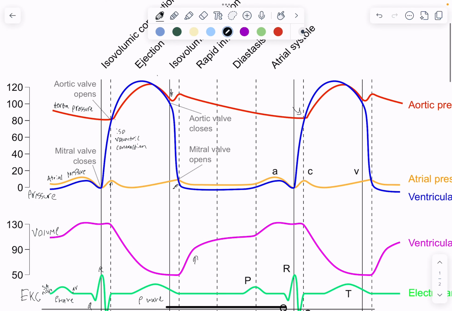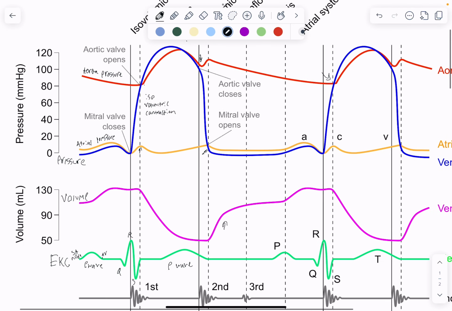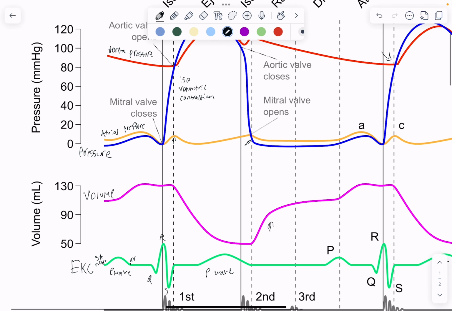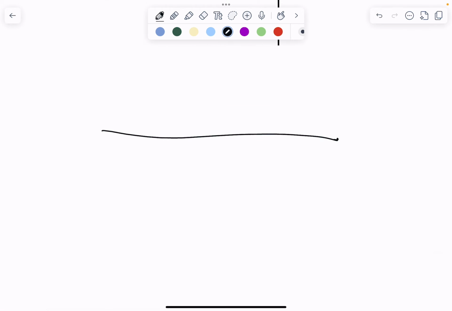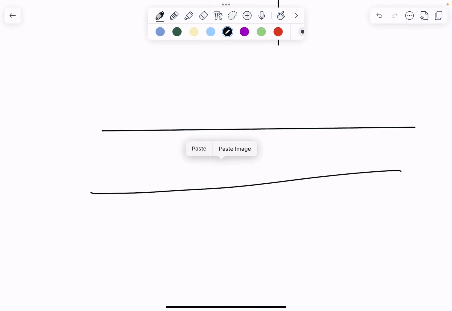And that is how you look at Wigger's diagram and be able to tell and relate EKG, volume, and pressure as it comes to the cardiac cycle. And so now we're going to look at atherosclerosis and how it relates to Wigger's diagram. So first we're going to look at what a normal blood vessel looks like before it gets atherosclerosis.